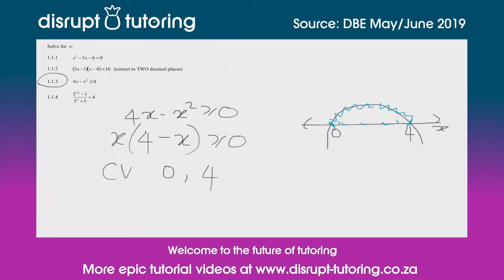So now we can finish off. We can say that x must fall between 0 and 4. And we've said that it includes 0 and includes 4 because it specifically asked us for where it is greater than or equal to. And we can see at 0 and 4, it is actually equal to 0 at those 2 points.